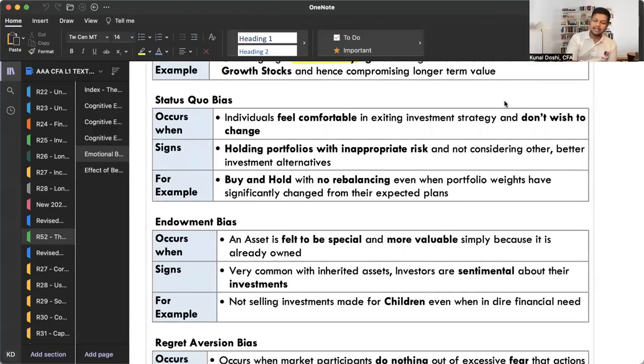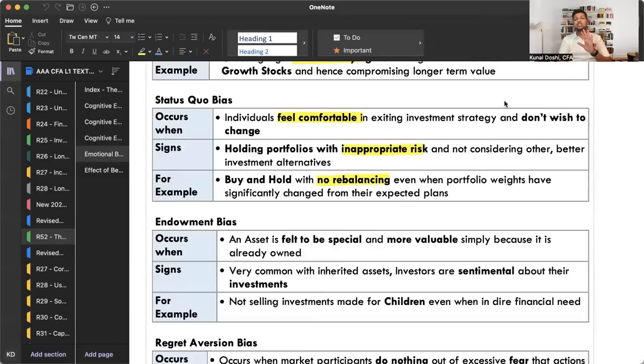Status quo bias. Status quo means not changing, like a conservative bias, but this is emotional. Individuals feel comfortable in the existing investment strategy and don't wish to change. They hold portfolios with inappropriate risk and don't consider diversifying, right? Most of this happens with buy and hold or no rebalancing, especially when the weights have changed significantly.